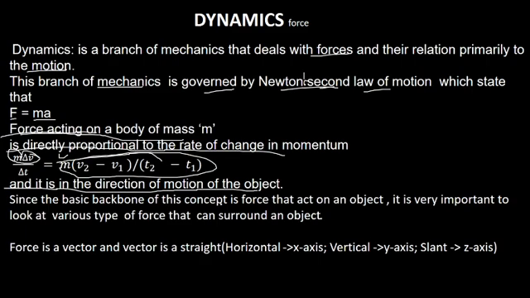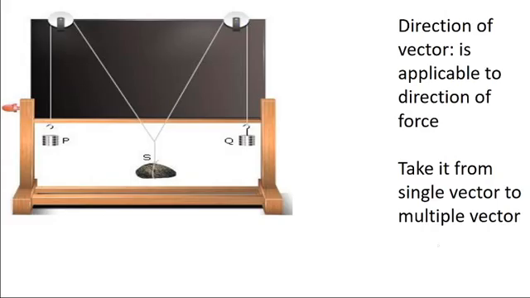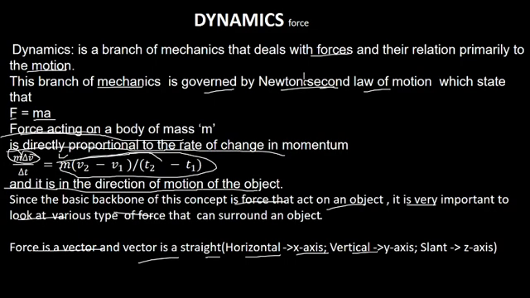Since the basic backbone of this concept is force that acts on an object, it is very important to look at various types of force that can surround an object. Force is a vector, and a vector is a straight line: horizontal, vertical, and slant. So we need to look at what a vector is all about. What we want to look at in the vector is actually the direction of the vector. We have talked about this one in the previous lecture, but we need to do a summary. We need to do a review so that you understand more basic things about vectors. Some students are making some kind of mistake, and I've said it in the last class, but we are going to repeat it.